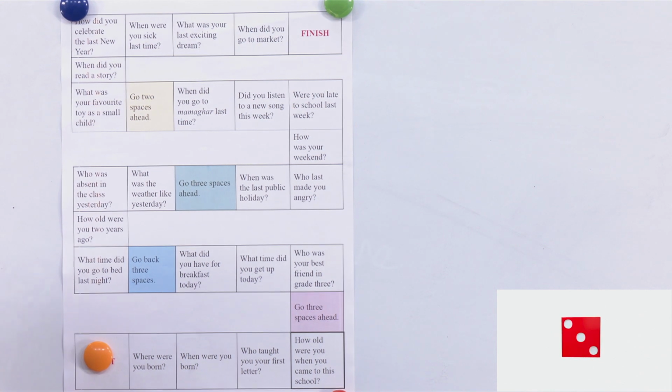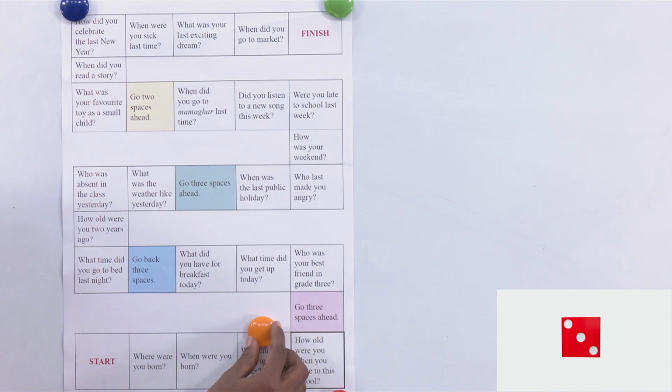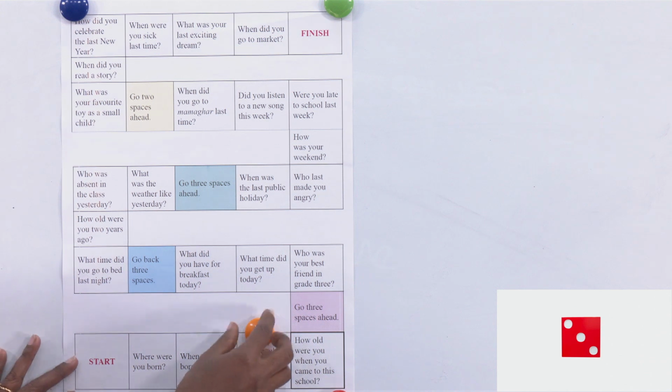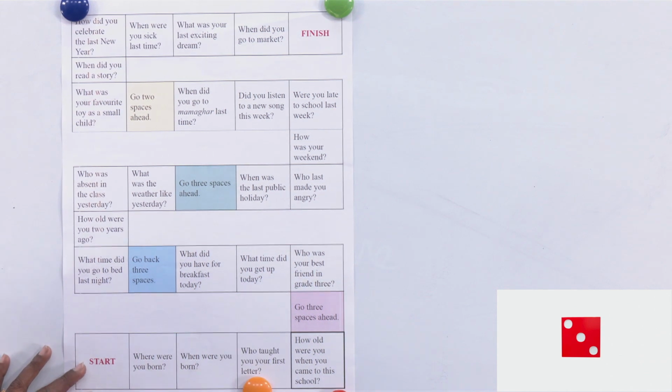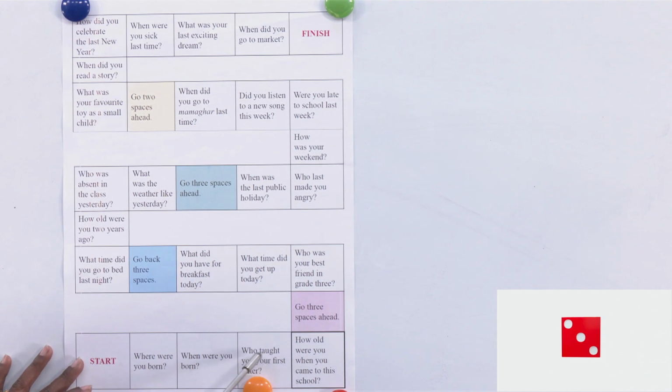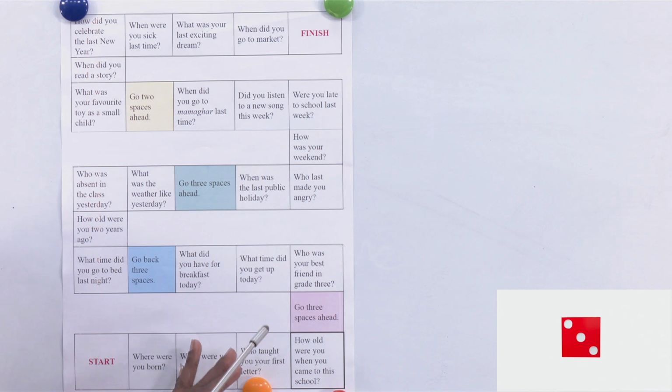Okay, so it goes 1, 2, 3. Okay, three. And in number three, we have a question. Who taught you your first letter? This question, either this orange can ask to the partner, or he or she will be asked. Okay, this person will be asked this question. Who taught your first letter?